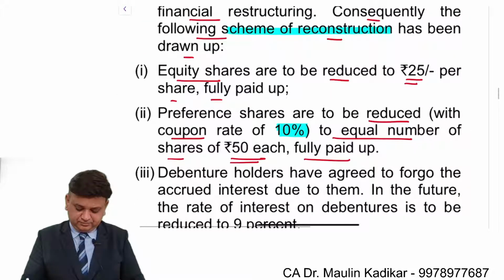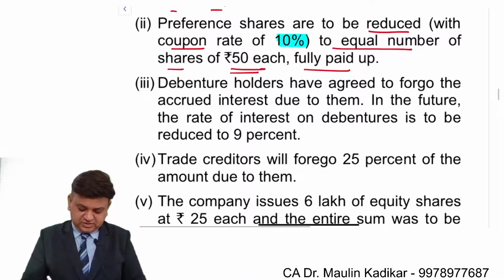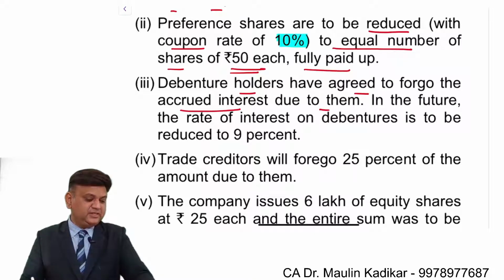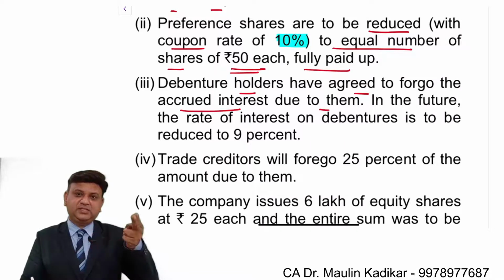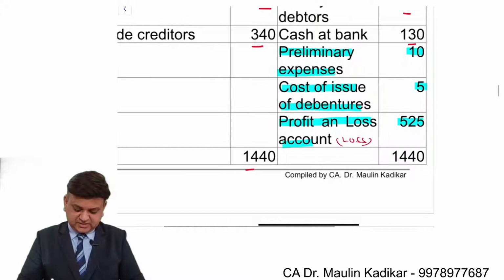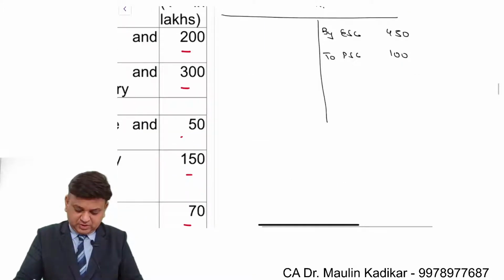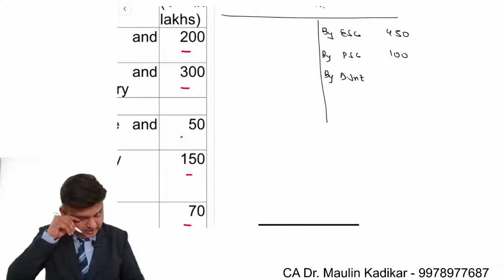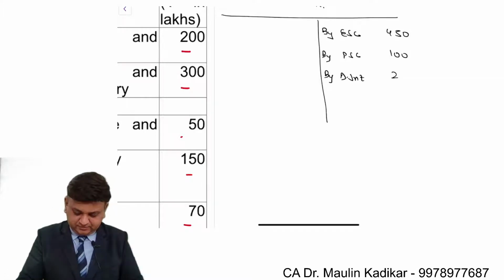Next, debenture holders have agreed to forgo the accrued interest due to them. You can see that the debenture interest is provided to us, 26 lakhs. So debenture interest account debited to capital reduction account, an amount of rupees 26 lakhs. So over here, by debenture interest, an amount of rupees 26 lakhs.